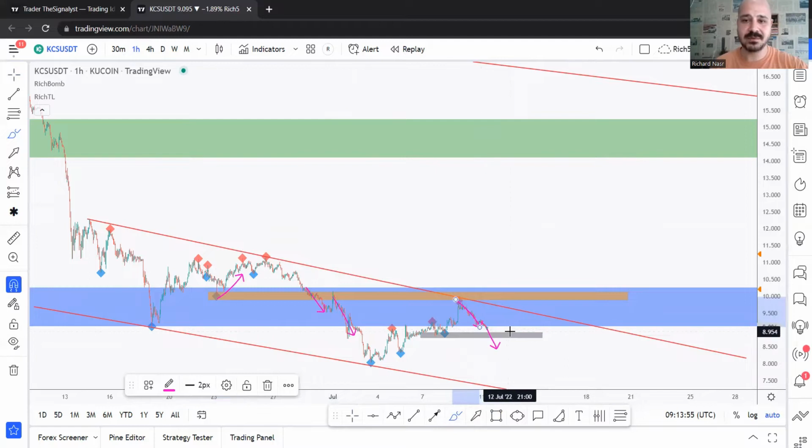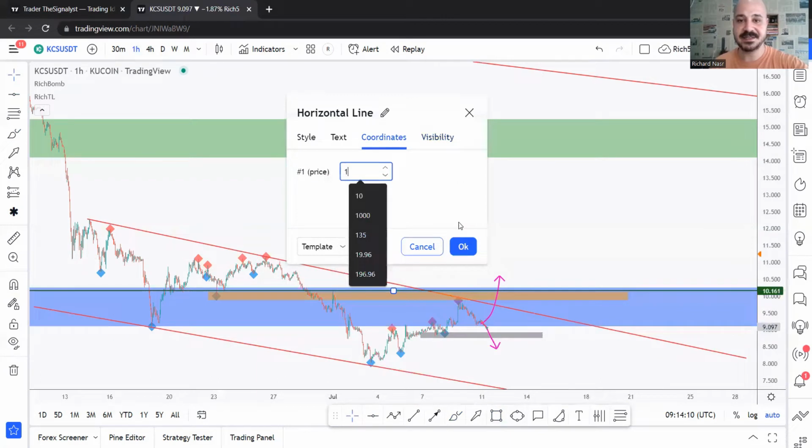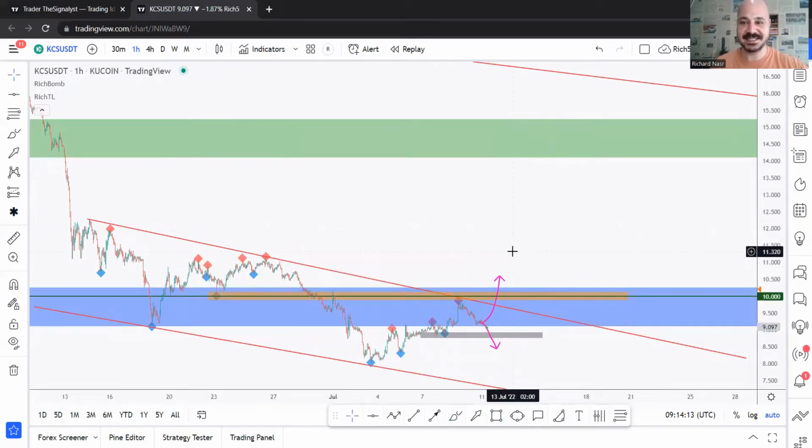For the bulls to take over, we need to see a break above this high, which is also the support and resistance, which would also be a break above the trend line, so the price would invalidate the overall bearish channel, and also above the 10 round number. Let me add it so you can see it, right? So this is it. This is from a short-term perspective.